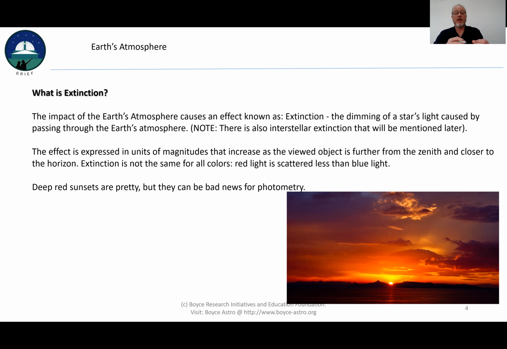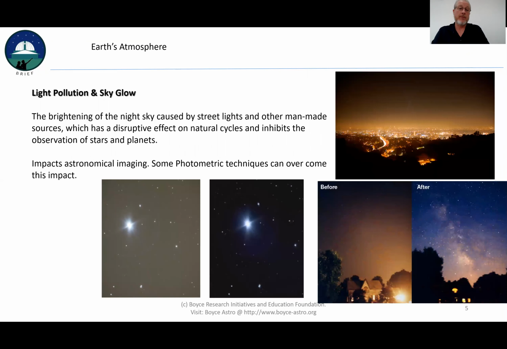The effect is expressed in units of magnitudes that increase as a viewed object is further from the zenith, straight overhead, and closer to the horizon. Extinction is not the same for all colors. It tends to scatter blue light more than red because the particles in the atmosphere are about the same size as the wavelength of blue light, so blue gets deflected and absorbed, if you will, but the red tends to come through. An example is this beautiful sunset shot, where, being low on the horizon, the Earth's atmosphere scatters out the blue and we get the red light predominantly.